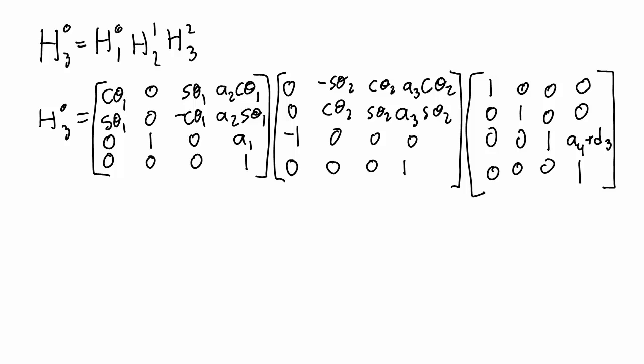Now, matrix multiplication is associative, which means that it doesn't matter which of these two matrices we multiply together first. We could multiply these two matrices and then multiply the result by the one on the right. Or we could multiply these two matrices together and then multiply the result by the one on the left. Whatever way you want to do it is fine. I'm going to multiply the two on the left first.